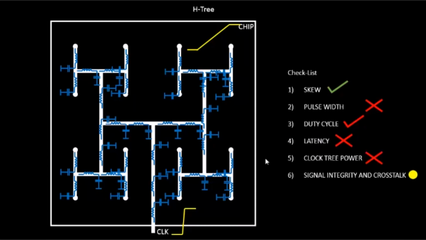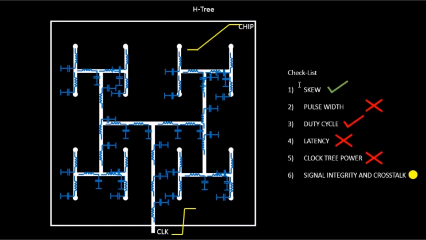And the signal integrity and crosstalk, as we discussed in the previous video, we'll be talking more about in a separate class of videos, because this particular topic requires a more comprehensive explanation of the concept. So let us keep this in a separate video, and let us not mix this with CTS.